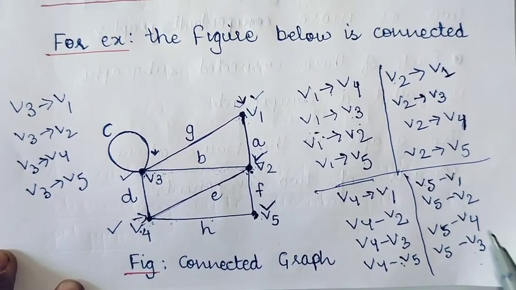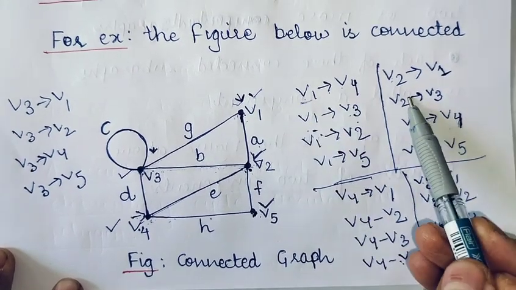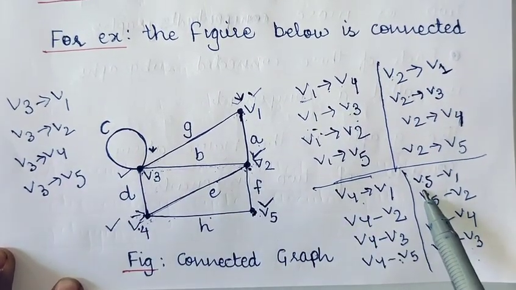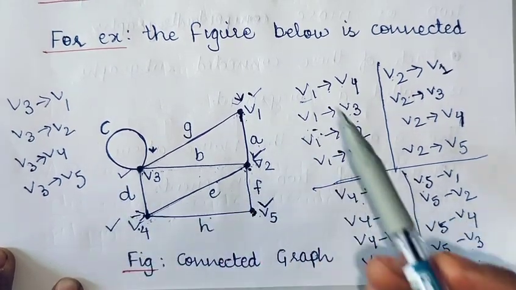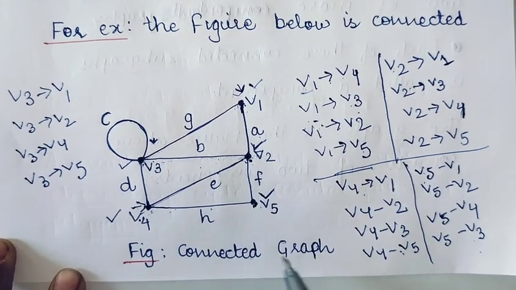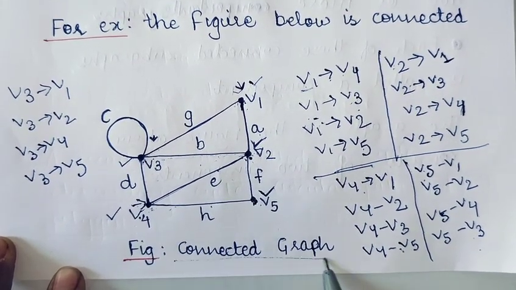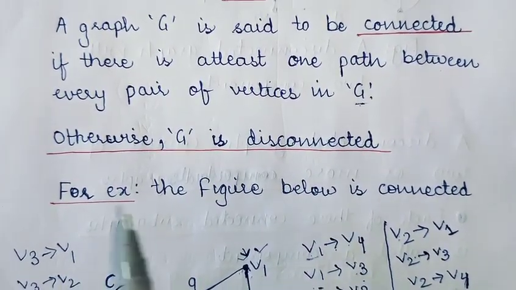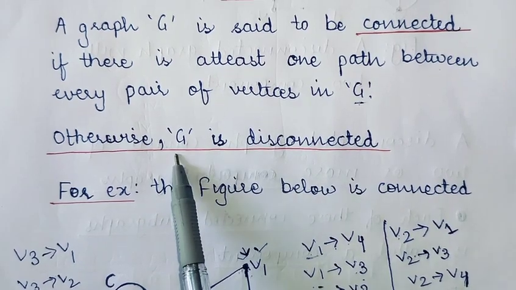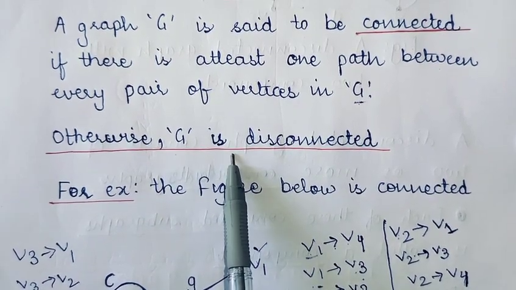So for all the vertices V1, V2, V3, V4 and V5, there exists a path to all other vertices of the graph. So I can say that this graph is a connected graph. Otherwise, if this condition is not satisfied, the graph G is said to be disconnected.